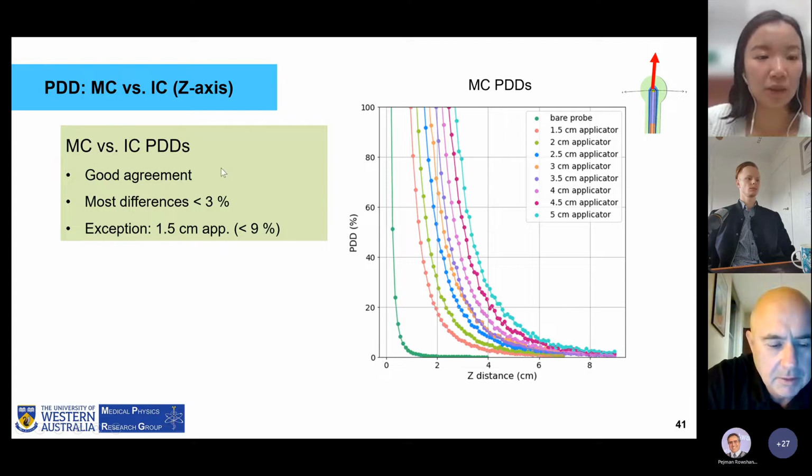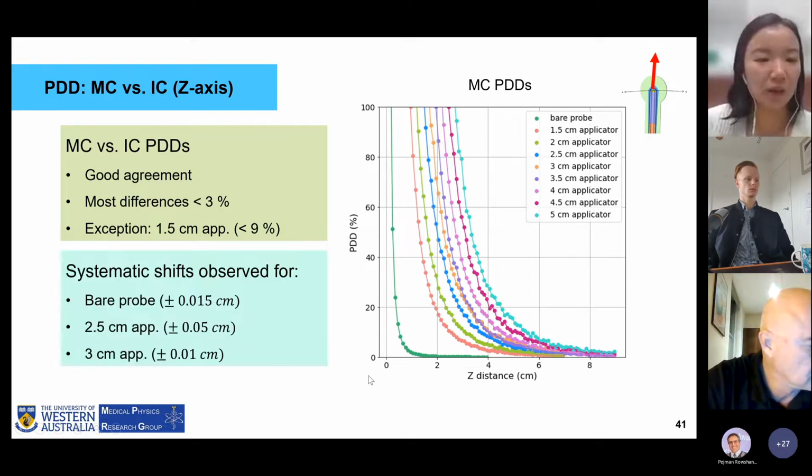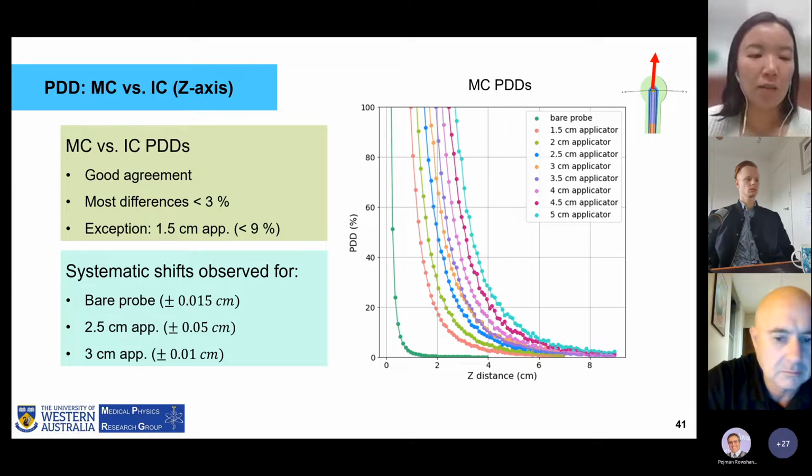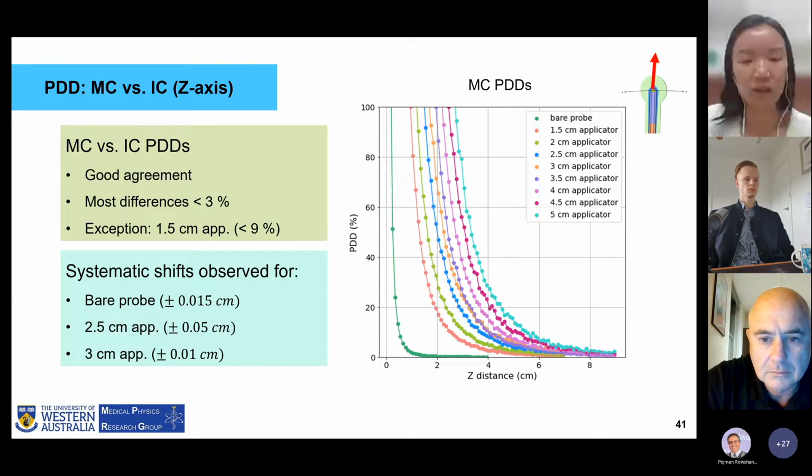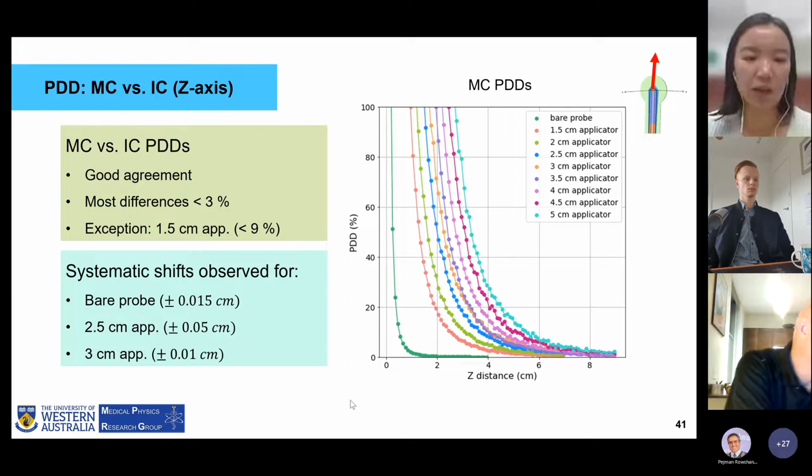There was pretty good agreement between the Monte Carlo and chamber readings, with most differences less than 3%, except for the 1.5 centimeter applicator. But for some of the plots, you could see a clear shift between the chamber PDD and the Monte Carlo PDD. So we just shifted things slightly left to right, and it made a big difference to results. These are represented as uncertainties on the previous plots.